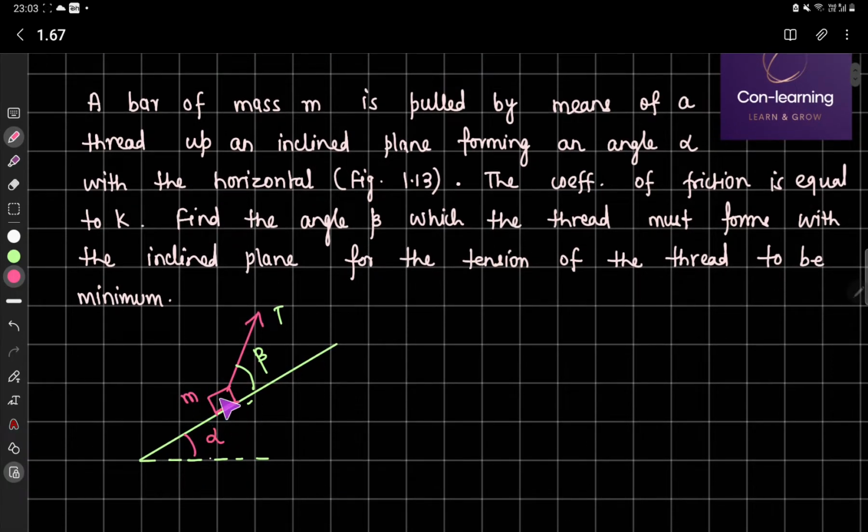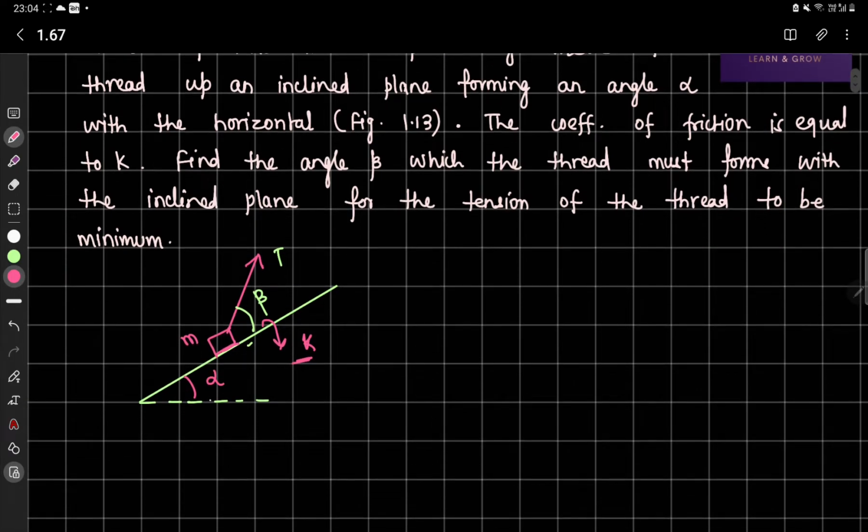We have a bar of mass m which is being pulled by means of a thread up an inclined plane. This inclined plane forms an angle of alpha with the horizontal, and the coefficient of friction between the inclined plane and the bar of mass m is given as k. We are asked to find the angle beta for which the tension in this thread will be the minimum.